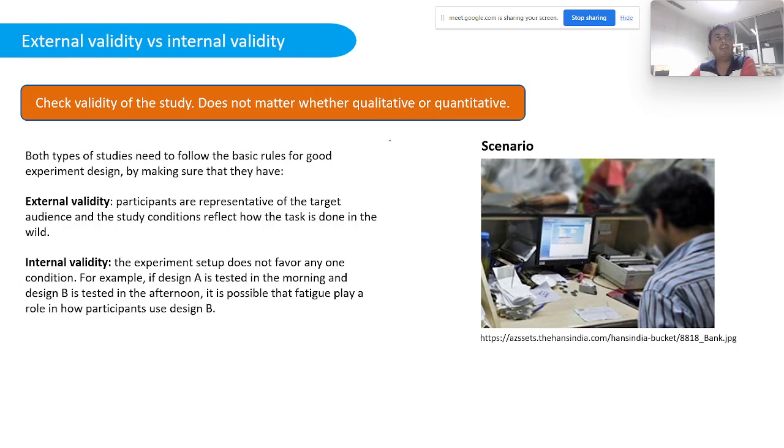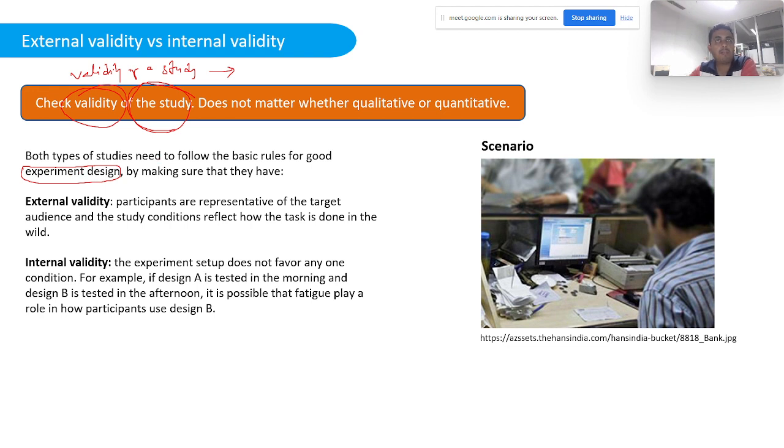Depending upon the requirement in a particular design stage, you can have either qualitative or quantitative. That's what we understood. Now, whether it is qualitative or quantitative, the very first thing that we need to keep in mind is that the nature of the study that you conduct for a particular requirement has to be valid. So validity of a study is important when you design your particular experiment. So what do you mean by experiment design?